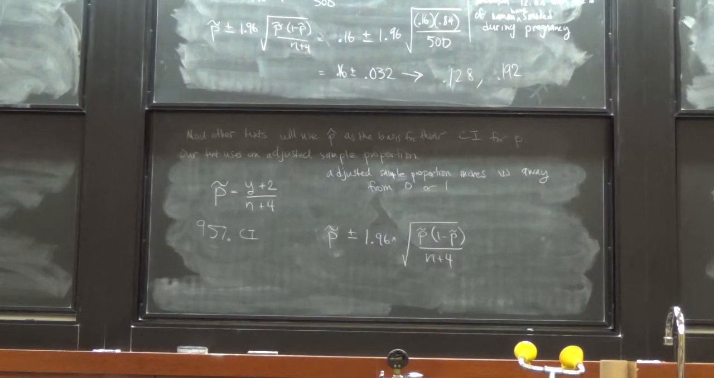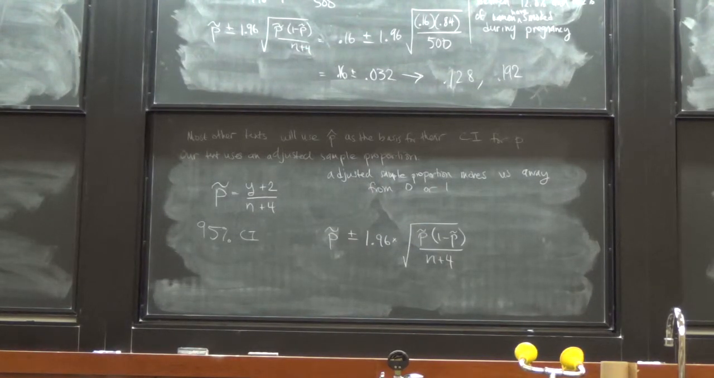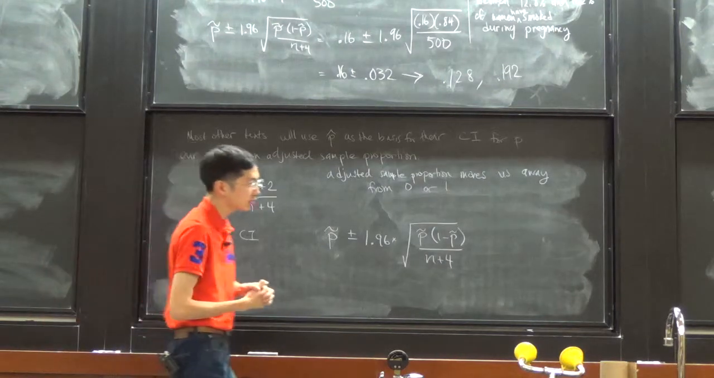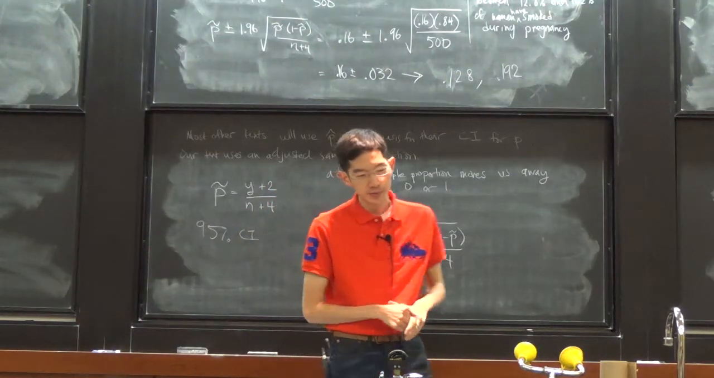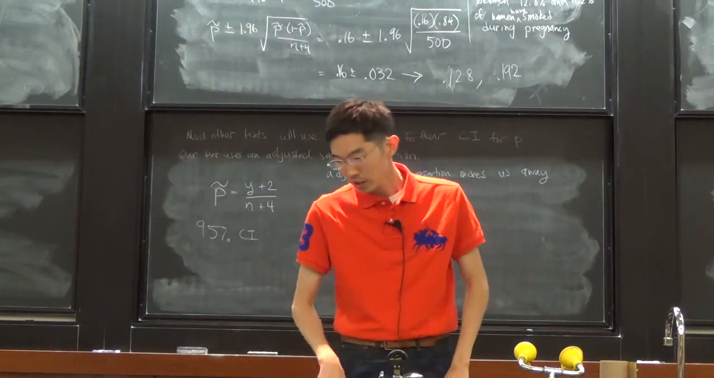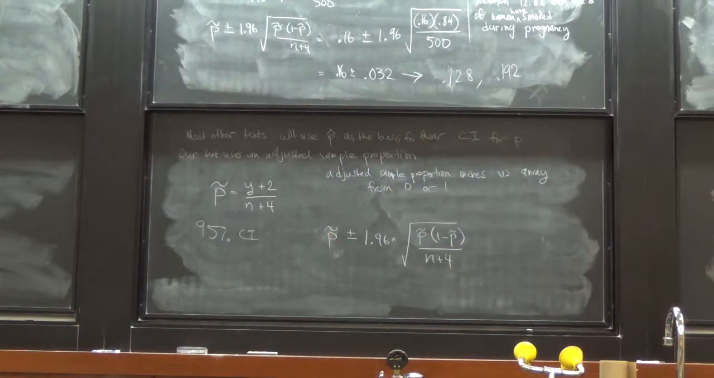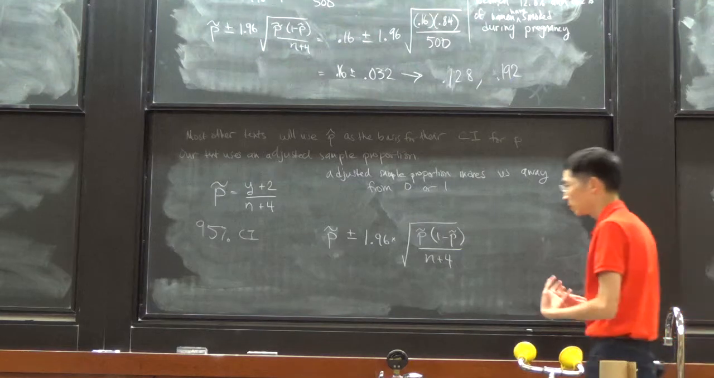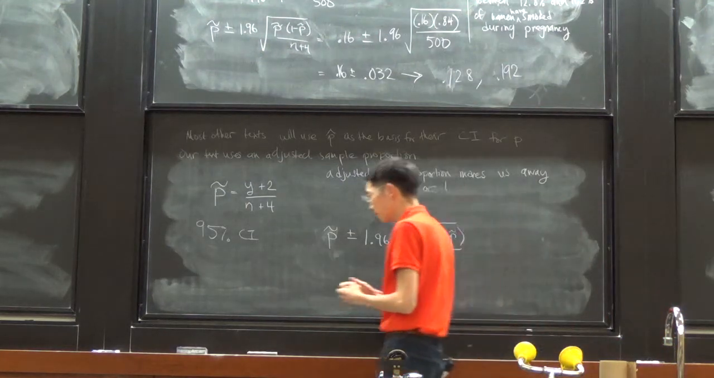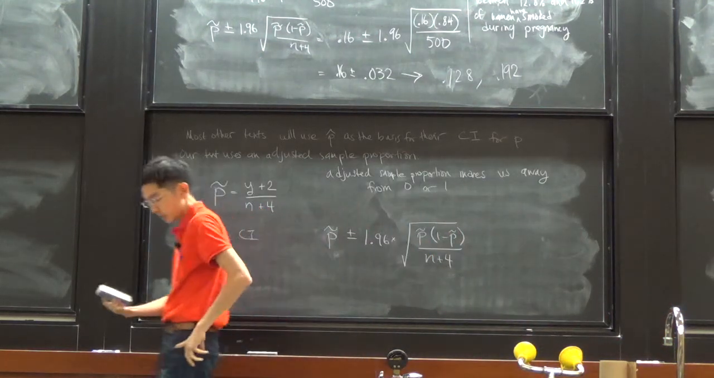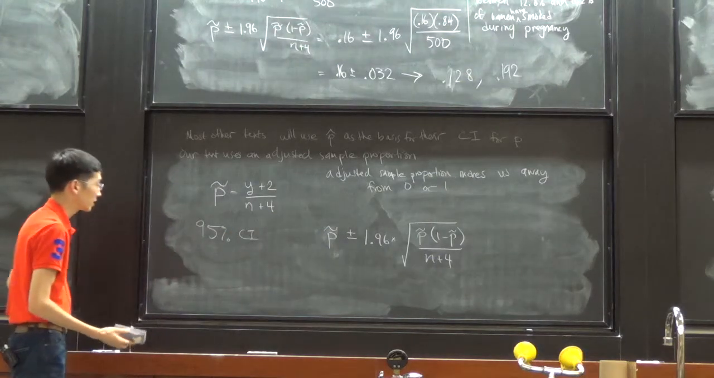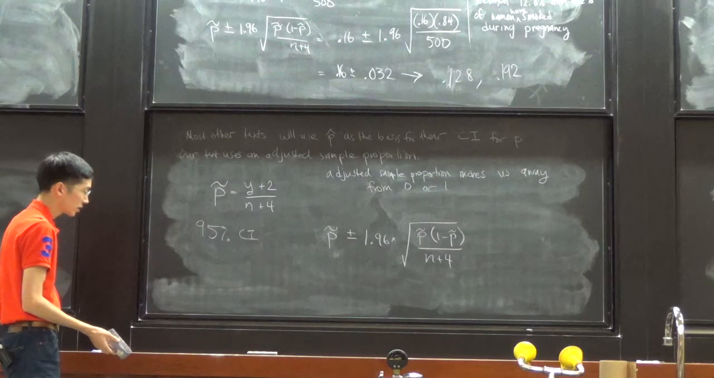Okay, so we just finished talking about making confidence intervals for proportions, and we are still continuing on with dealing with categorical variables. And so we're now going to learn the chi-squared goodness of fit test.